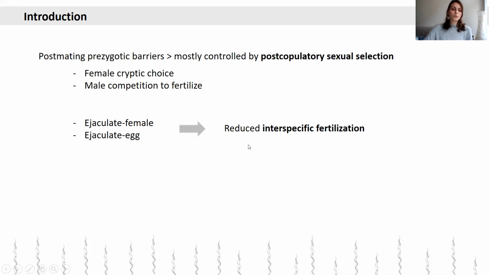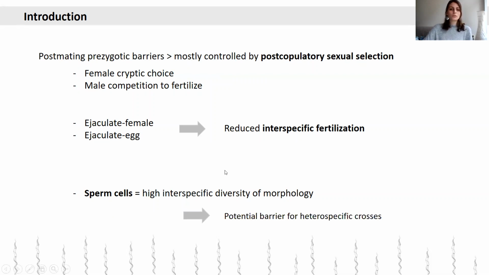And we know from all of this that sperm cells evolve very fast and present a very high diversity of morphology within species and between species. So it's a good candidate for a potential barrier for heterospecific crosses.